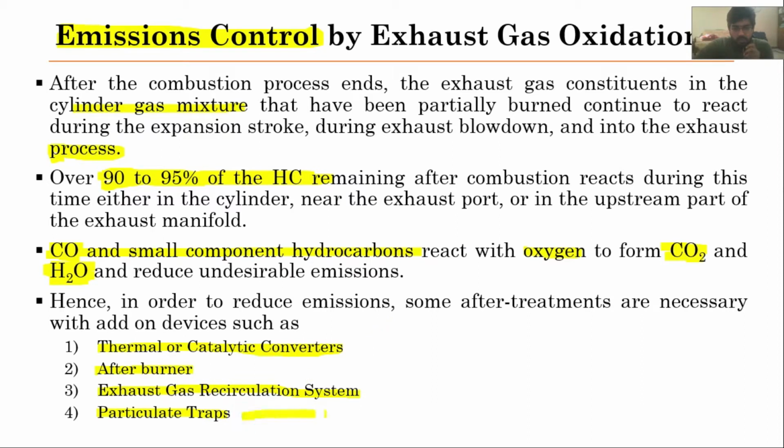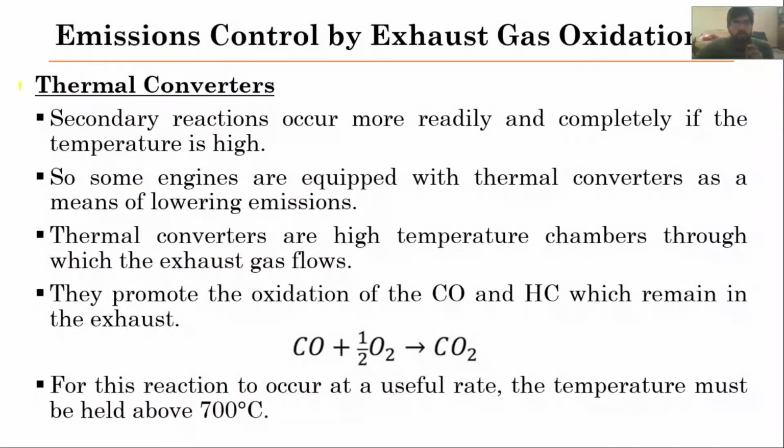These particulate traps are only being incorporated in the CI engines, whereas these thermal converters or catalytic converters, afterburners, or exhaust gas recirculation systems can be employed either in SI engines or in CI engines as well. So we will start off with the first device which is being commonly used, and that is the thermal converters.